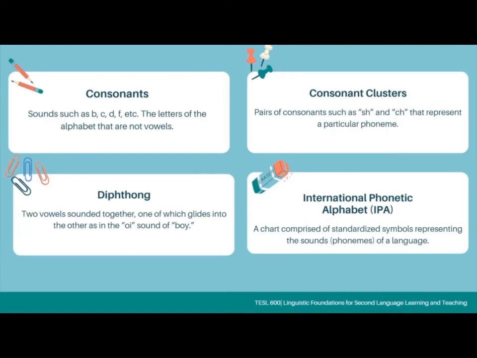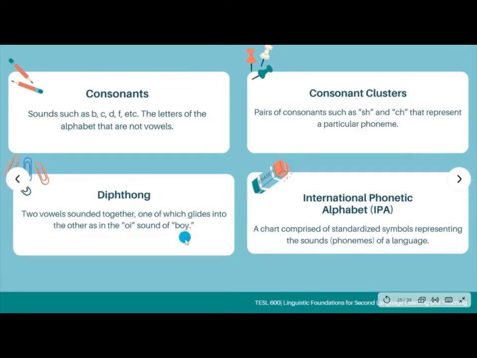So next, let's have the consonant clusters. In consonant clusters, we have pairs of consonants such as sh and ch that represent a particular phoneme. We have a lot of consonant clusters specifically in grade school and early childhood education. Also, diphthongs we use in grade school and ECE. So we have two vowels sounded together, one of which glides into the other, as in the oi sound of boy.